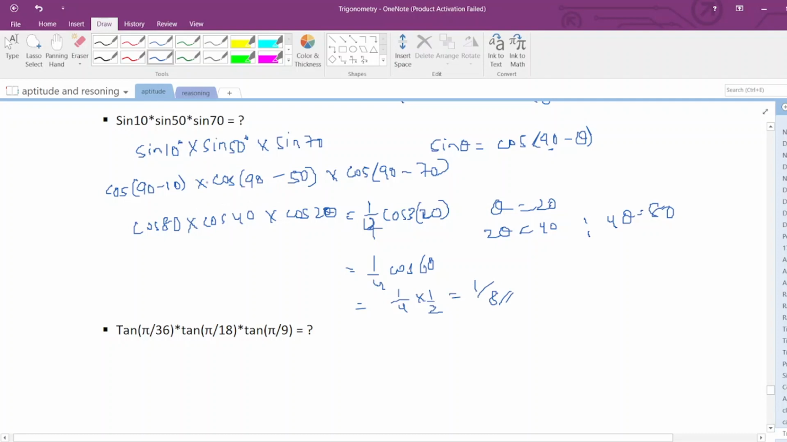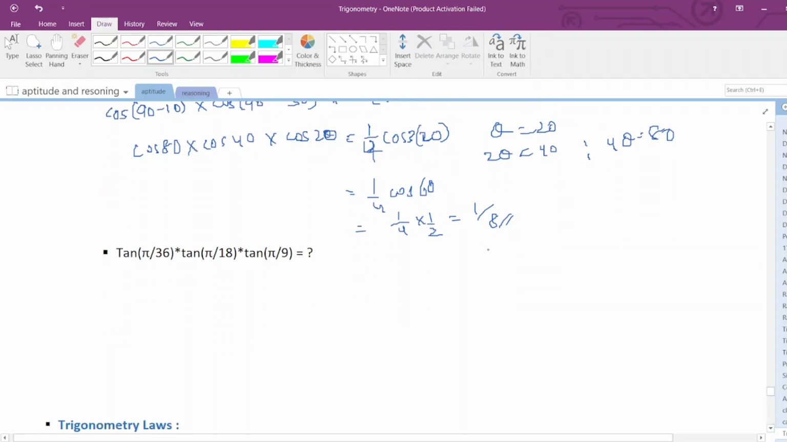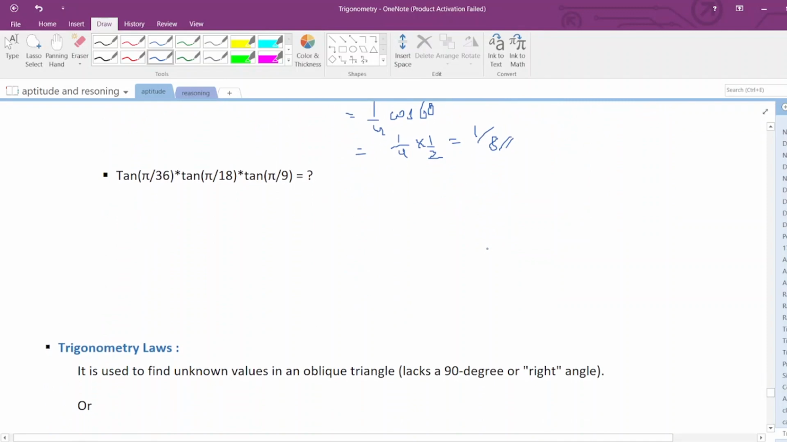First of all, they gave everything in sine and I changed all of them to cos. Then it makes sense as the theta, 2 theta and 4 theta format, so I can use directly 1 by 4 cos 3 theta. In place of theta it is 20 now. Simple.